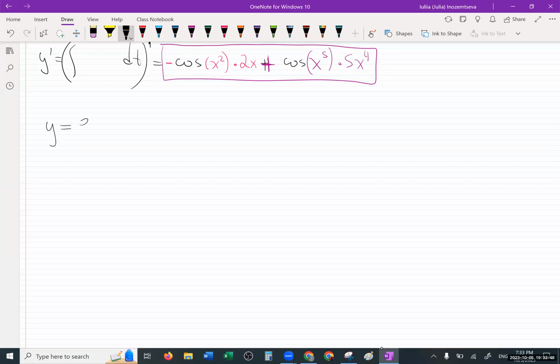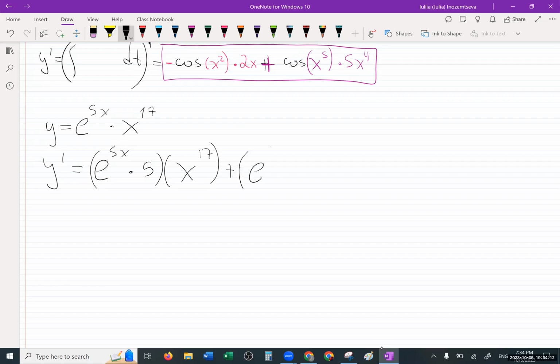Y equals e to the 5x times x to the 17. Y prime will be, it's a product rule. Derivative of e to the 5x is e to the 5x times 5, because of the derivative of the function inside, which is in the exponent. Copy x to the 17, plus copy e to the 5x times 17 goes down, x to the 16. That's the end. I like this one. It's pretty good. Continue.